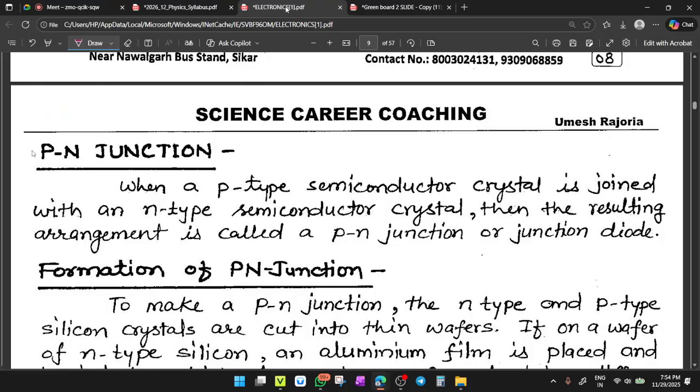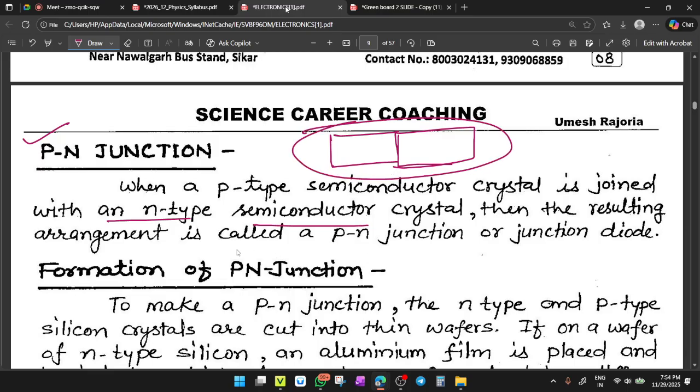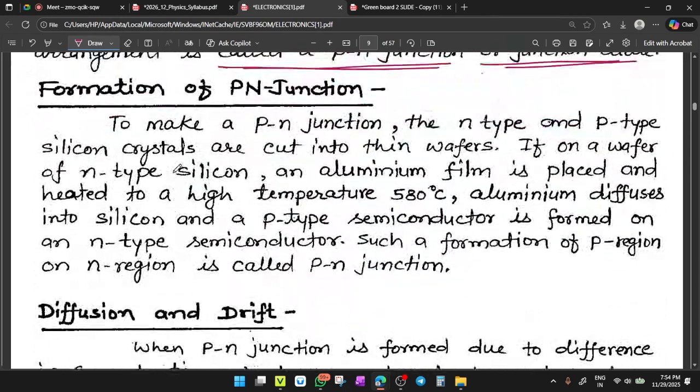PN junction: when a P-type semiconductor crystal is joined with an N-type semiconductor crystal, the resulting arrangement is called a PN junction. So when you join a P-type semiconductor with an N-type semiconductor, this whole new arrangement is called a PN junction. Clear? Or it is called a junction diode. Now, how will you form a PN junction?